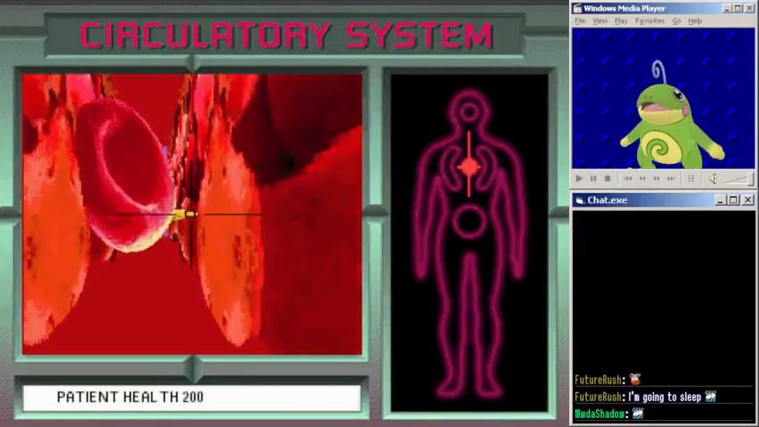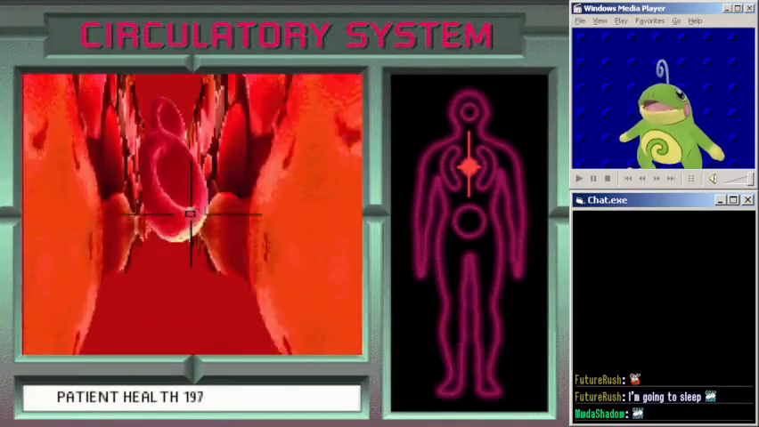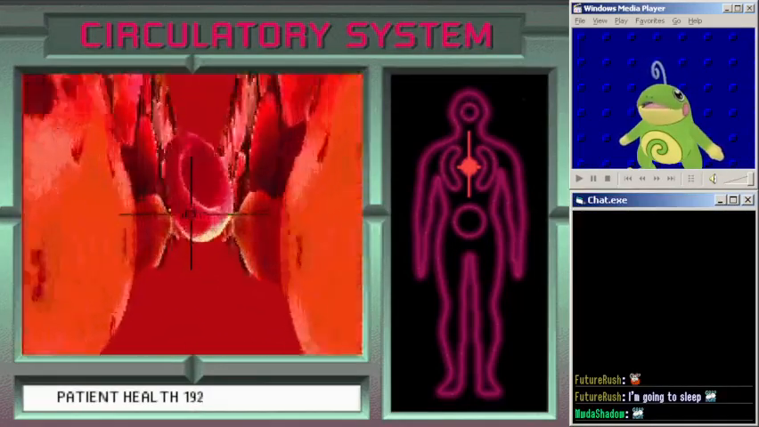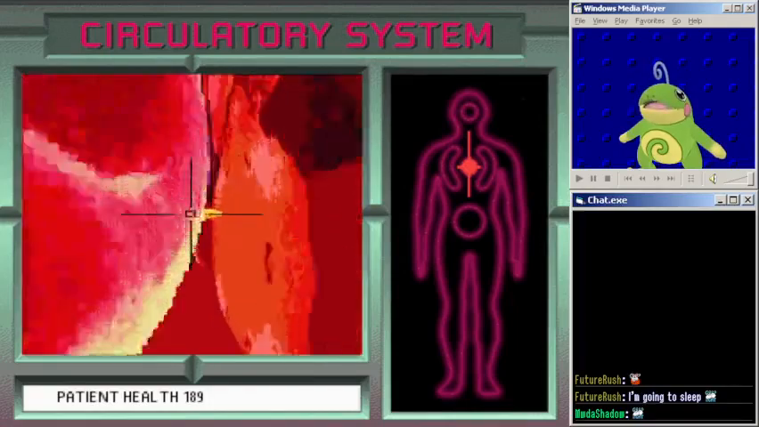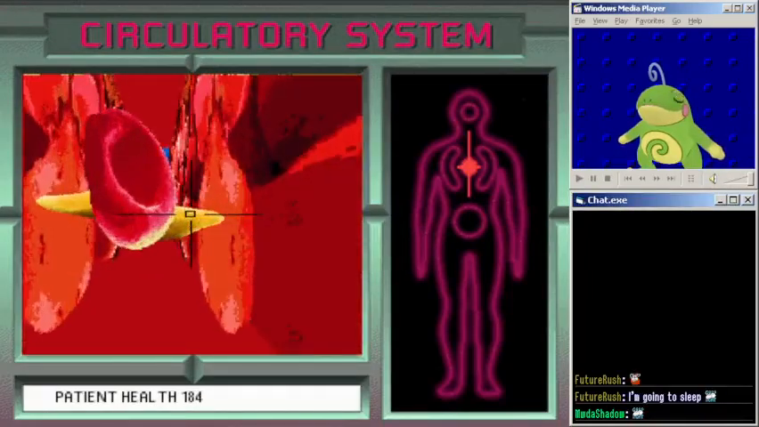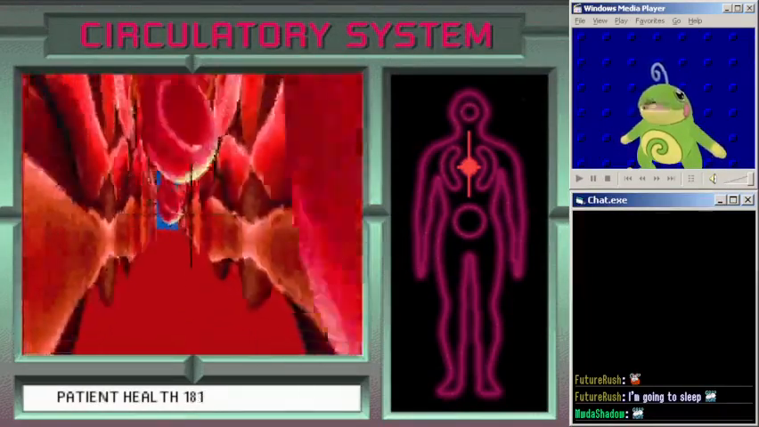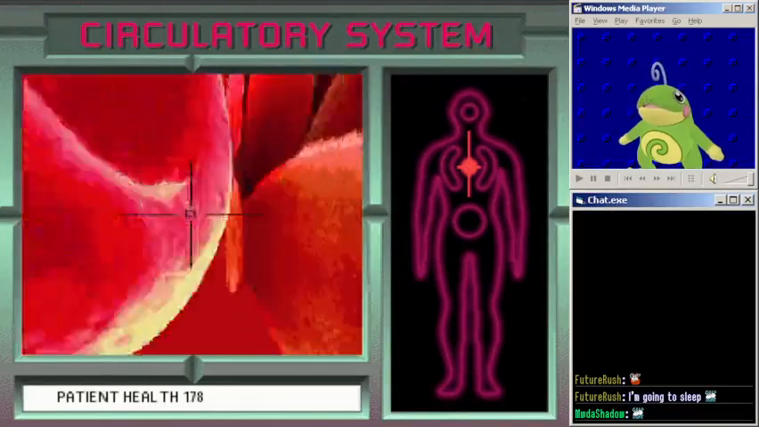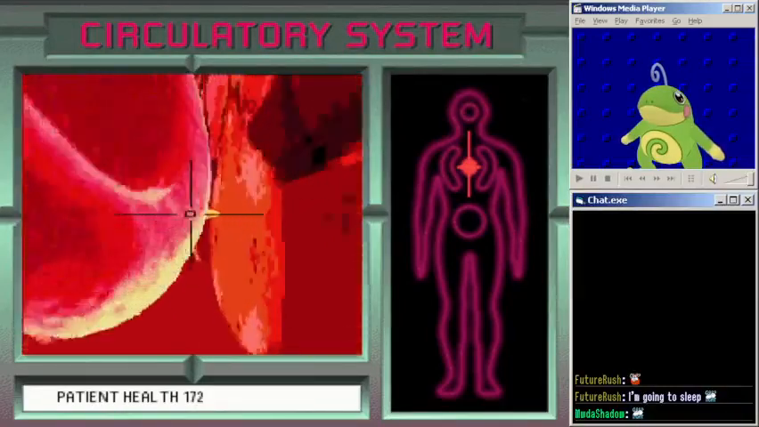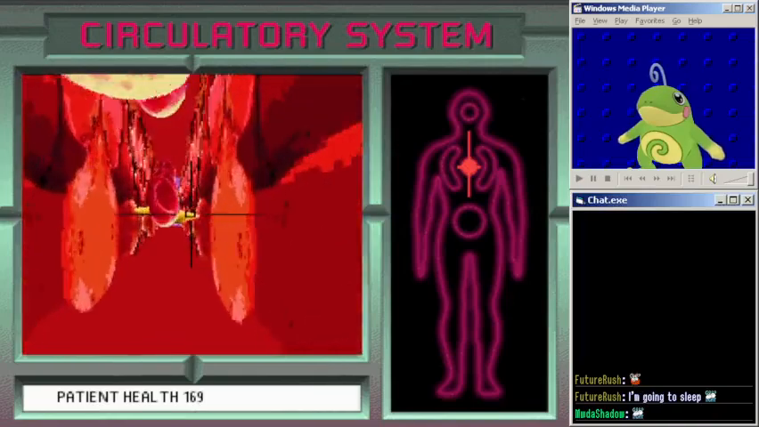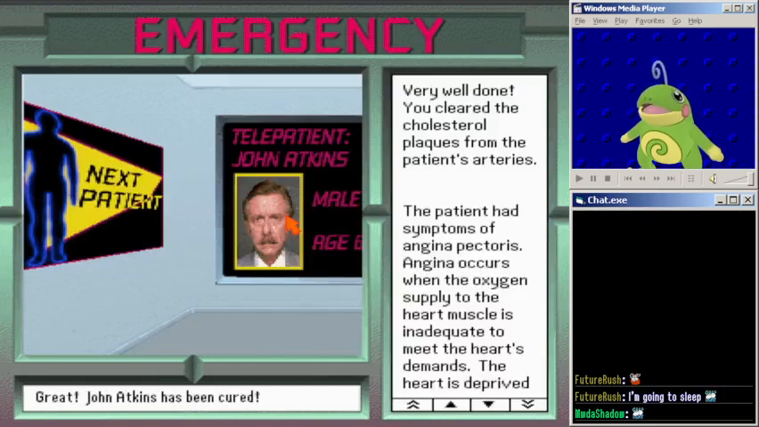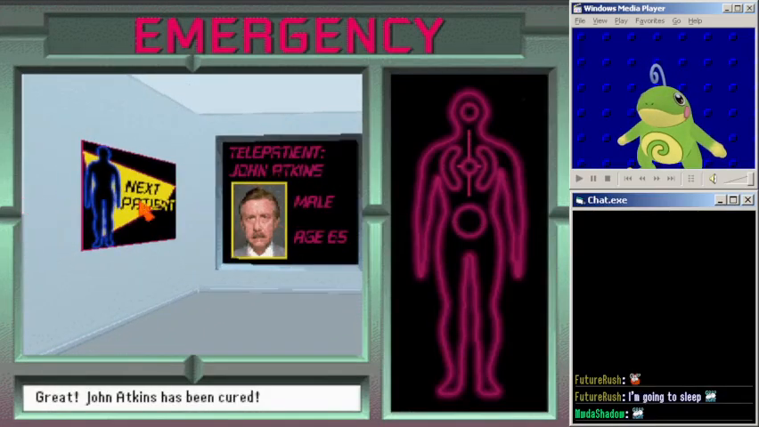So we cure the guy of his... banimans? Yeah. Pew, pew, pew. Yep, every single one of this guy's arteries is completely clogged up. They're wedged in there, too. Very well done. You cleared the cholesterol plaques from the pig.